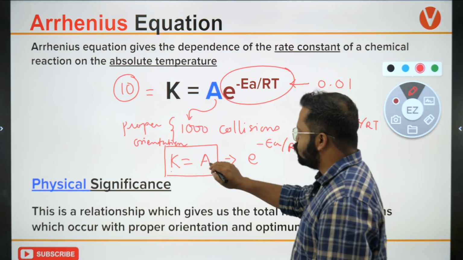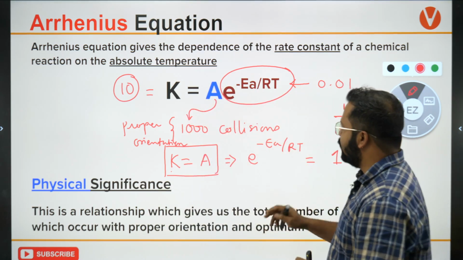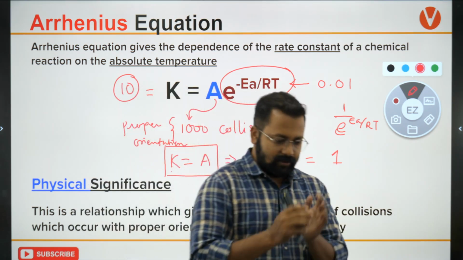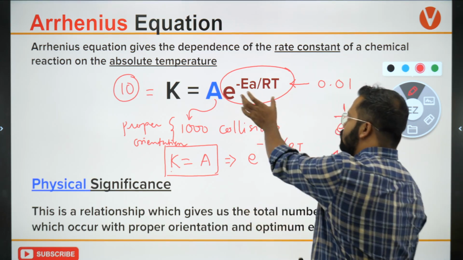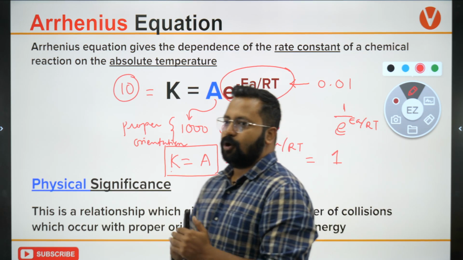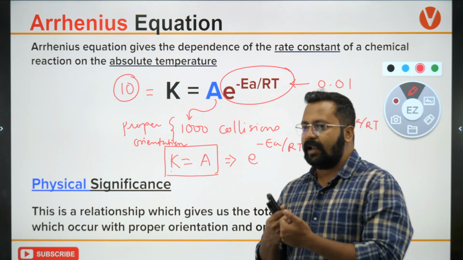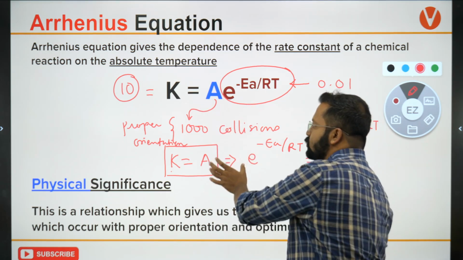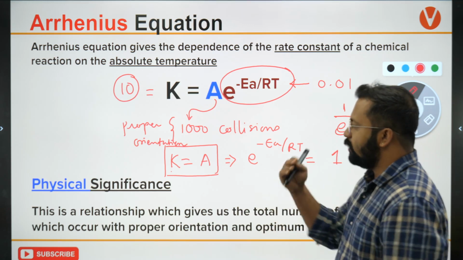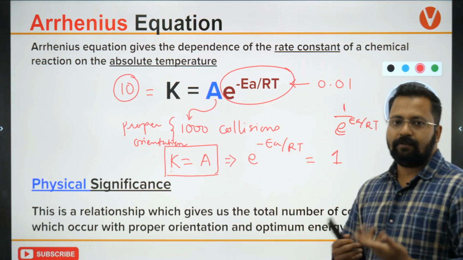Think carefully. When K has to become equal to A, what would that mean? This fraction is equal to 1. That means at that temperature, all collisions become equally energetic. K is always less than or equal to A. So if K has to become equal to A, this value has to become equal to 1, and that will happen only when the temperature is infinitely high. If I increase the temperature to an infinitely high level, then all collisions will become effective collisions. But remember, we cannot achieve infinite temperature, so any reaction will not be 100% complete. Some collisions will still remain which do not have optimum energy.